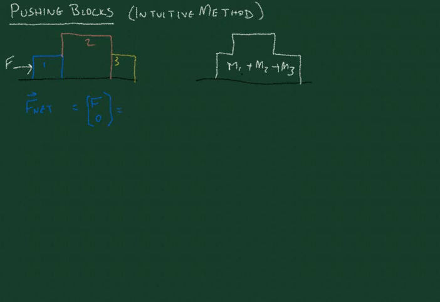And this is going to be equal to the mass of this object times its acceleration, which is m1 plus m2 plus m3 times a in the x direction and 0. In other words, a is equal to F over m1 plus m2 plus m3. So you see that this is the same exact answer that we got in the last video, and we just did it in probably 10 to 20 times less time.